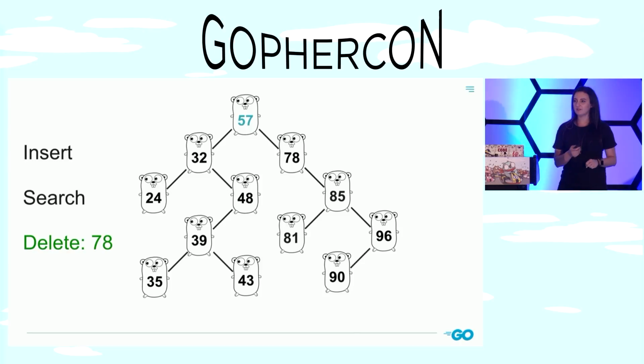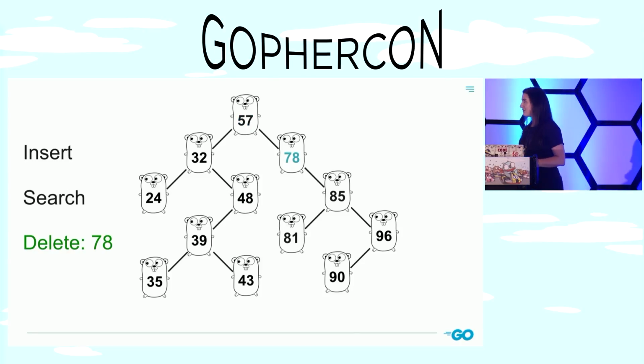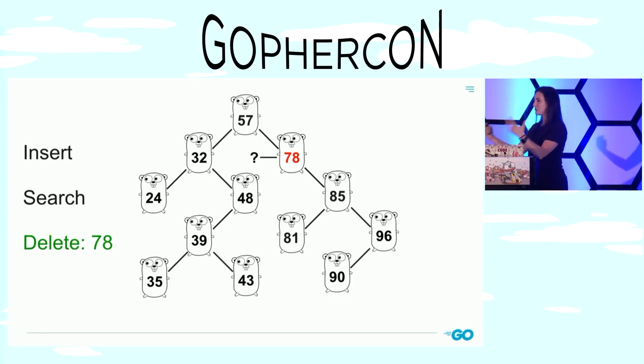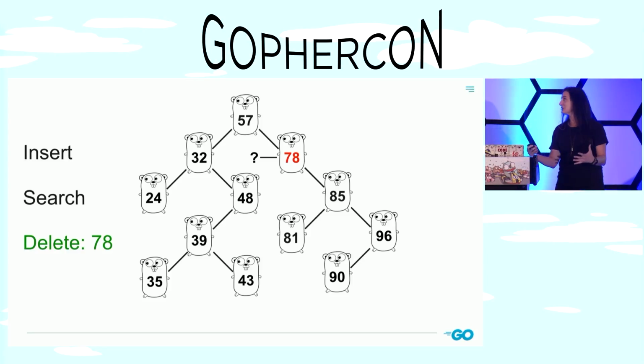So we're at 57. We know that 78 is greater than 57. Move to the right. It's the very next item. We have found it, and we know that we now want to delete it. So the first thing that we're going to do is check to the left. Is there anything to the left of this gopher? And we find that there isn't one. This is a great use case. This is a happier delete function.